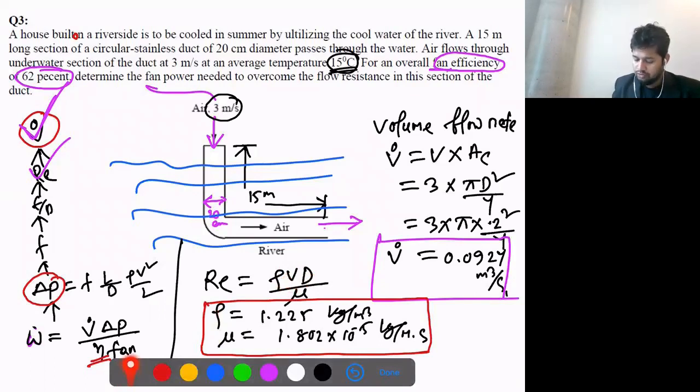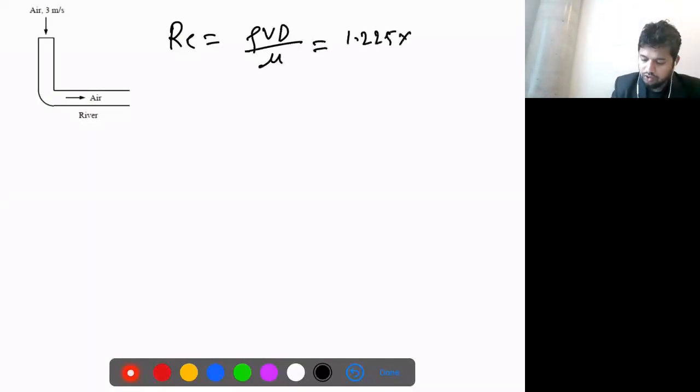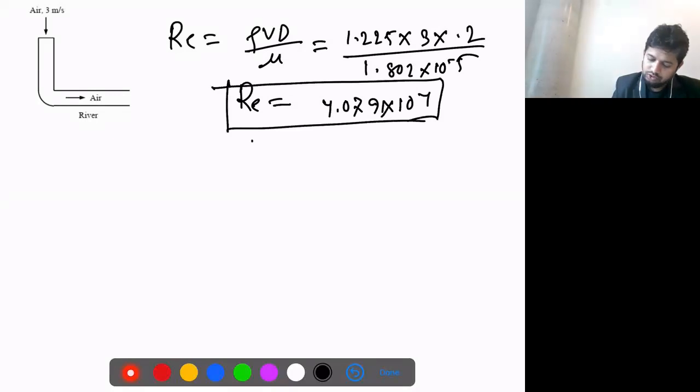Now substitute the values here. The Reynolds number is rho V D over mu. Rho is 1.225, velocity is 3, diameter is 0.2, and the viscosity is 1.802 times 10 to the power minus 5. So the Reynolds number will be 4.079 times 10 to the power 4, which means the flow is turbulent.